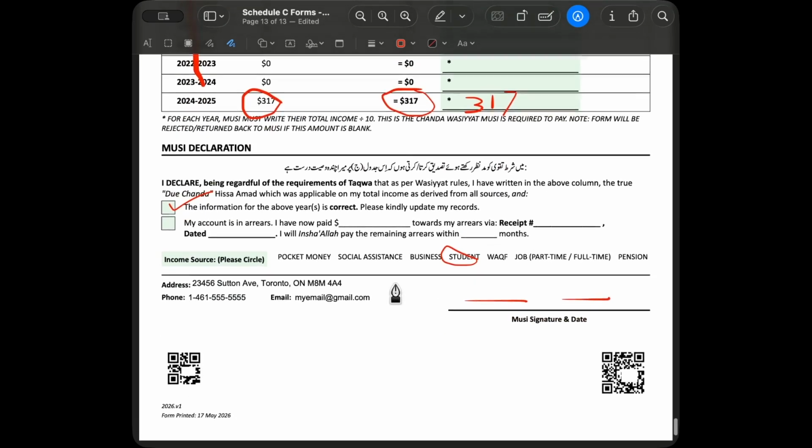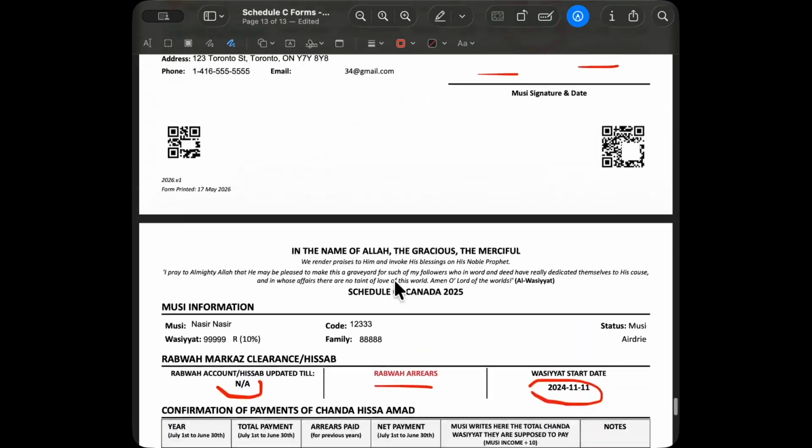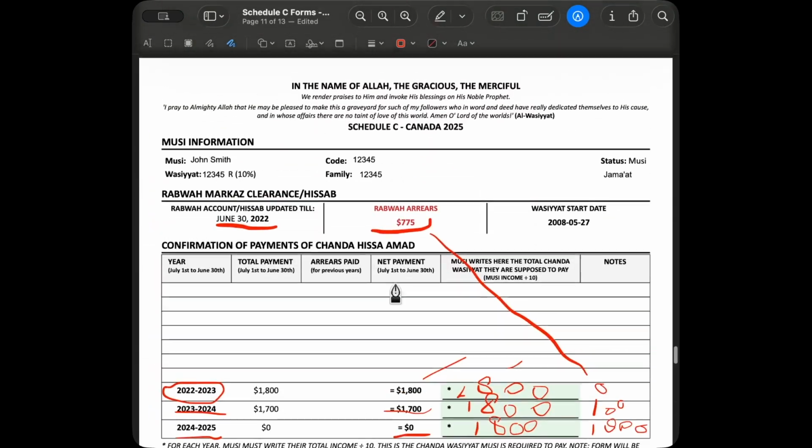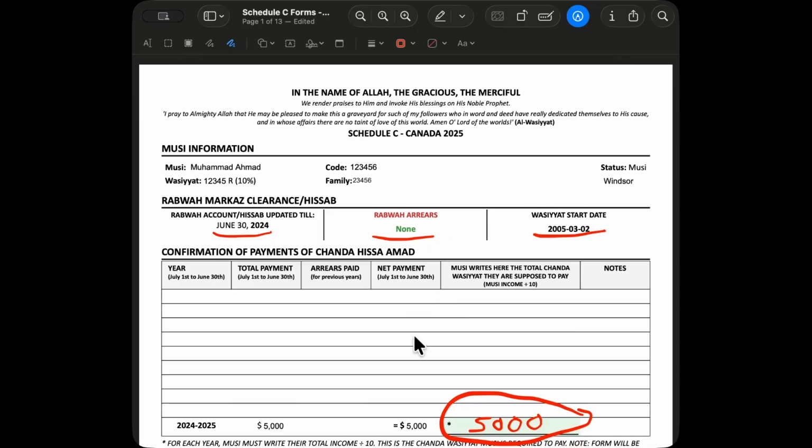That's it. So these are some forms that we have gone through. We have gone through some sample forms. So now we have covered multiple forms and how to fill them.